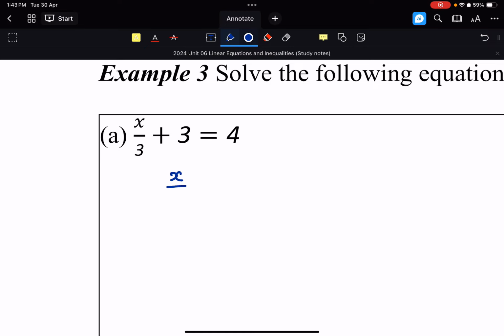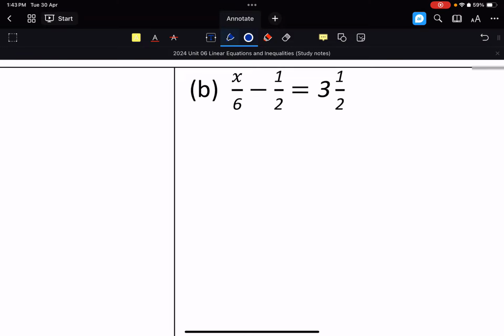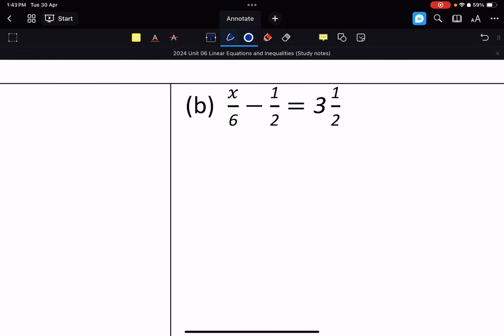So in this case, x over 3 is equal to 1, right? How do I get 1? I minus 3 on both sides of the equation. Then I multiply by 3. So x is equal to 3. Okay. Next example.